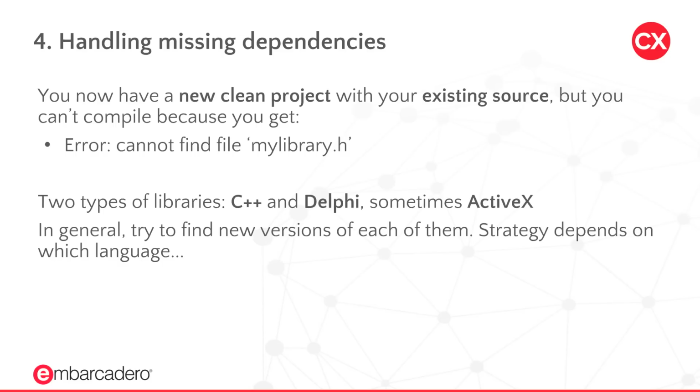Our current situation in our migration project is that we have a new clean project in 10.3 with your existing source, but you can't compile because you get some kind of error indicating that a library is missing. Perhaps it's missing the header file or something like that. There are two general types of libraries you'll be using. One's written in C++ or one's in Delphi, and sometimes there'll be a third, ActiveX libraries. In general, of course, what you want to do is try to find new versions of each of them, but the strategy depends on what kind of library you have.